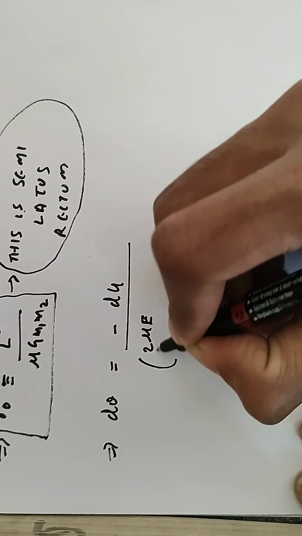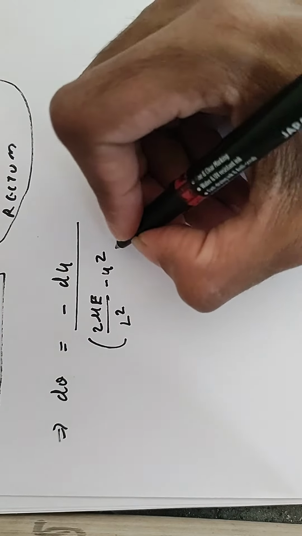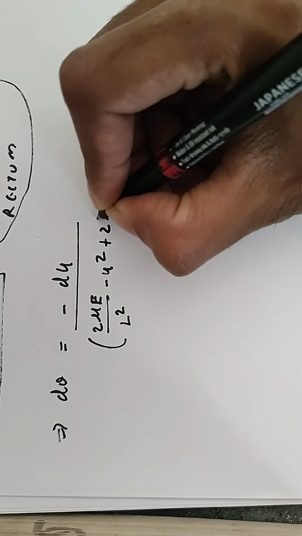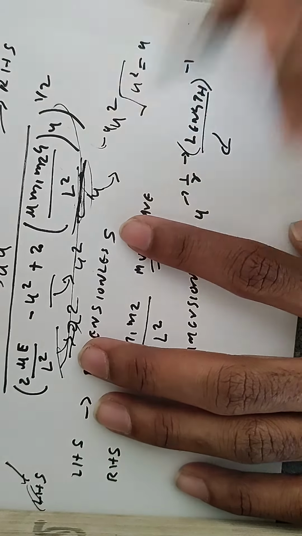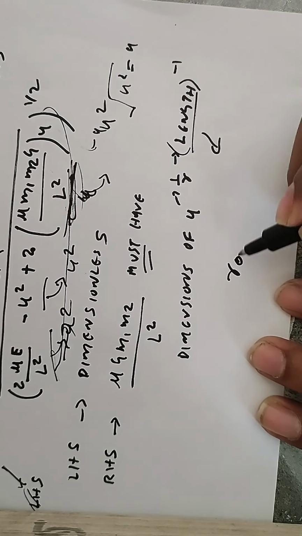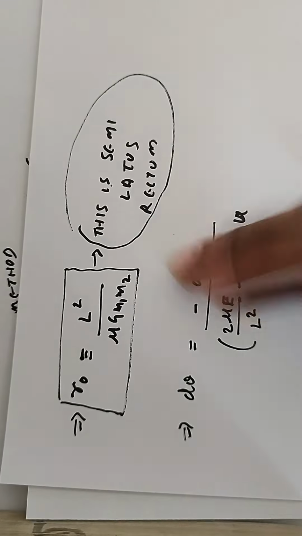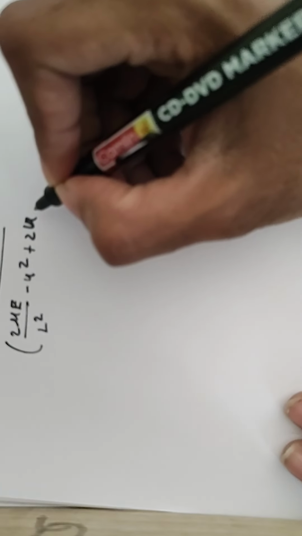This is 2 mu e upon L square, and we did have u square followed by 2u, and we define this quantity. It must have a definition of L, then length inverse. So we define this quantity called r naught, so that it is consistent. We define a quantity called r naught, and this is said to be a semi-latus rectum, and I asked you to have some patience so that I can define it over the course.